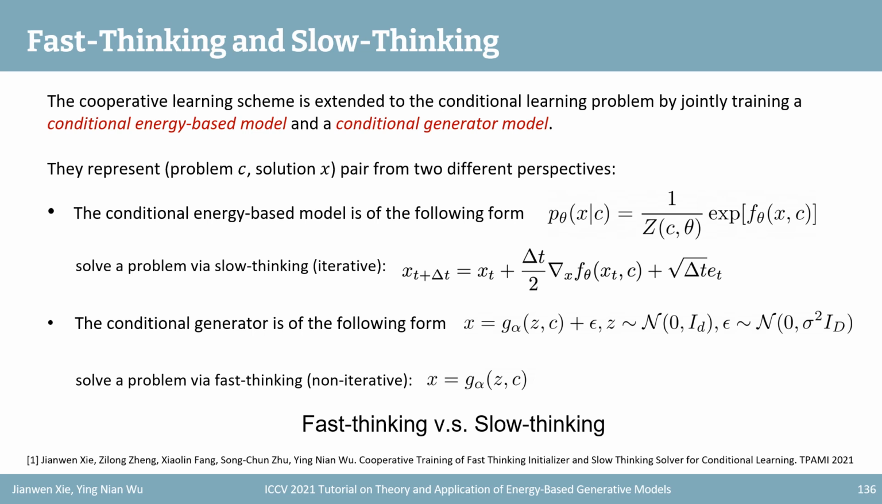This corresponds to slow thinking, because the sampling is accomplished by an iterative algorithm, such as Langevin Dynamics. The conditional generator generates the output directly by a nonlinear transformation of the input and the noise vector, where the noise vector accounts for uncertainty. This amounts to fast thinking, because the conditional generation is accomplished by direct mapping.